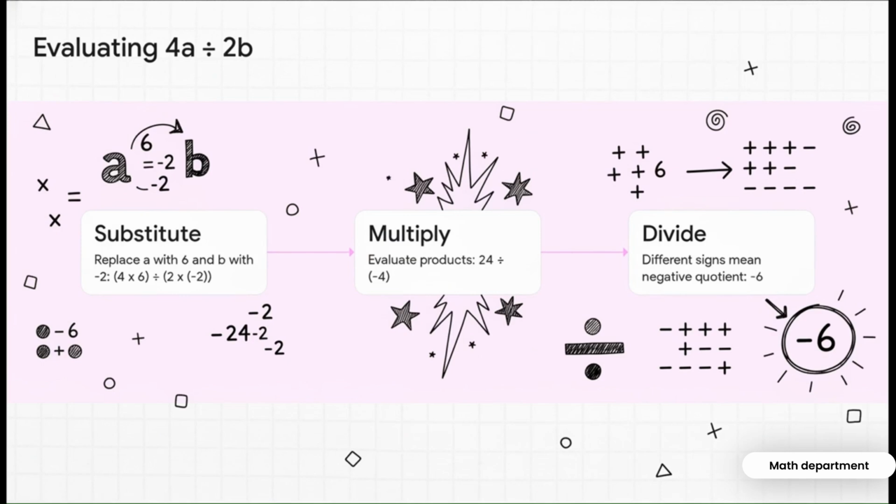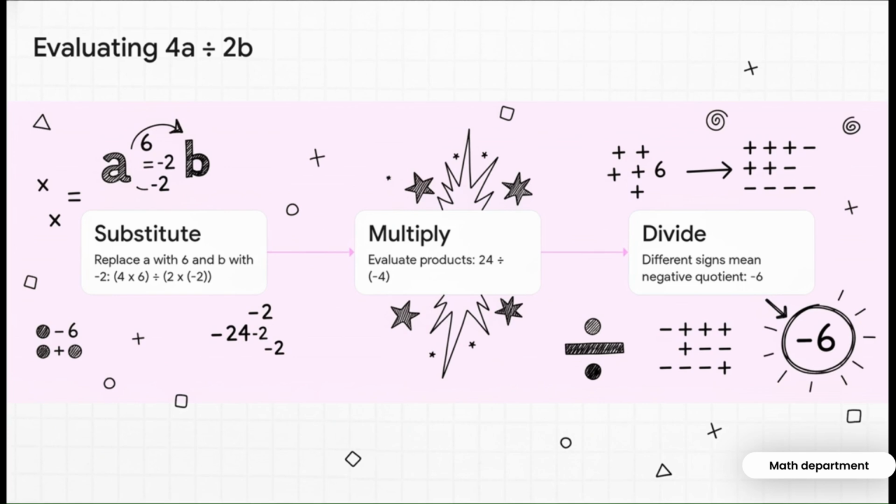Step 1 is substitution. We replace a with 6 and b with negative 2. The crucial thing here is to evaluate the multiplications first. So we have 4 times 6 divided by the group of 2 times negative 2. Step 2, let's calculate those products. 4 times 6 is 24. 2 times negative 2, well, they have different signs, so that gives us negative 4.